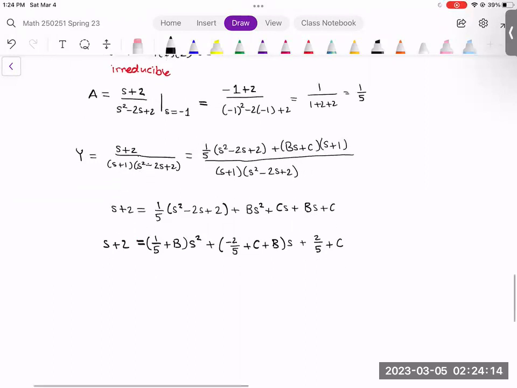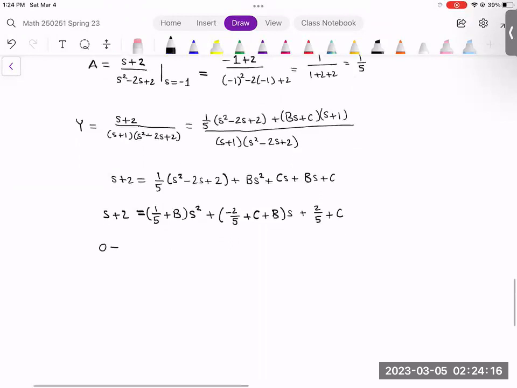All right, so that means that 0 equals 1/5 plus b from the s squared terms. There are none on the left, and there's 1/5 plus b on the right. So b is negative 1/5. From the constant terms, we see that 2 is equal to 2/5 plus c, or 10/5 equals 2/5 plus c. So that means that c is 8/5.